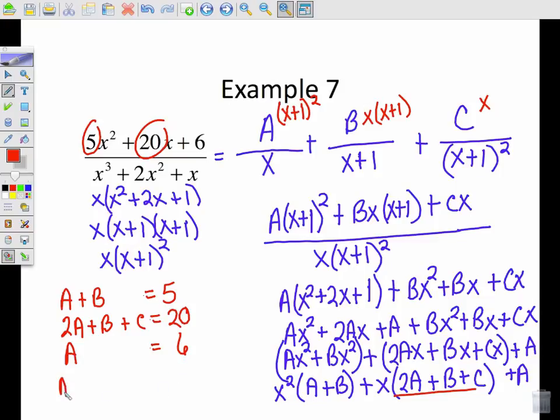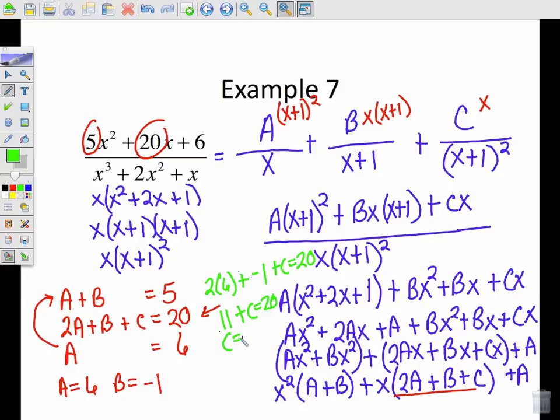So now I've got a is equal to 6. I can do some back substitution. So I know a equals 6, and then b would have to be equal to -1. And if I put them all in here, I'd have 2 times 6 plus the b value, which is -1, plus c equals 20. I'm just back substituting. This is 11 plus c equals 20. So c would equal 9. So I've got all three values, and now we should be able to write our equation.